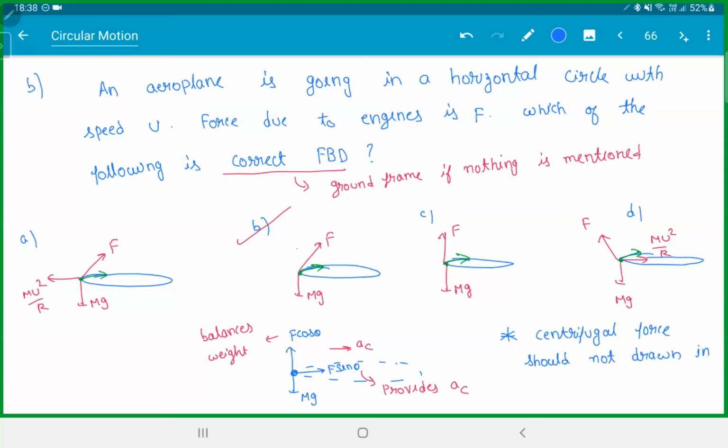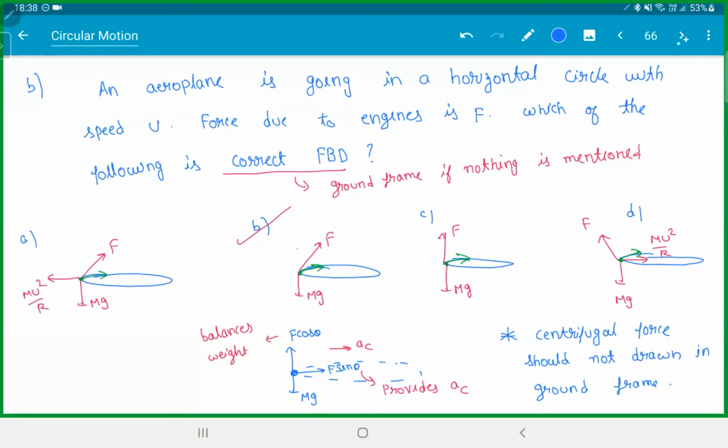Because centrifugal force is pseudo force. Ground frame acceleration is 0. There is no pseudo force. That is the first thing. The moment you see the word mv square by r, the diagram is wrong. Clear with this, everyone? Please check. Clear? Next one.